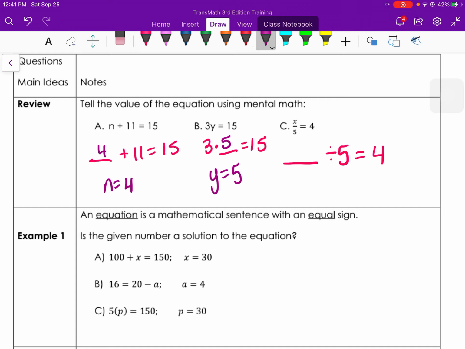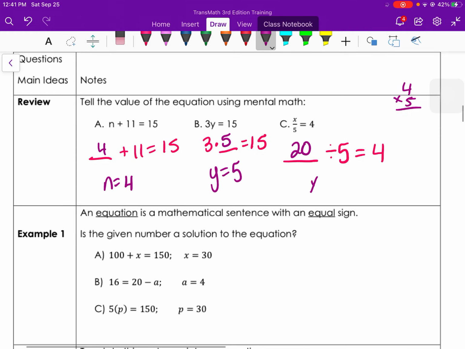So you might want to think, well, what is 4 times 5 using our extended facts? If I know 4 times 5 is 20, then I know that 20 divided by 5 is 4. And so then x equals 20. And using these extended facts is kind of what we're going to be doing today with our inverse operations.